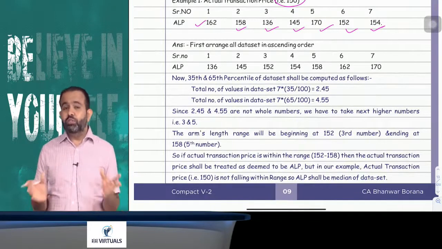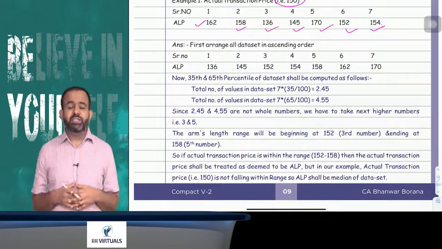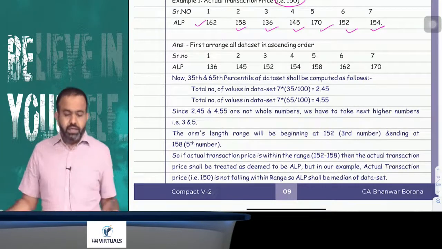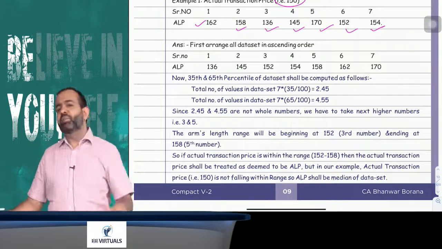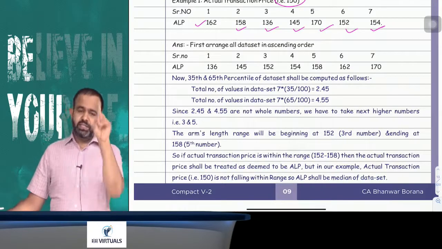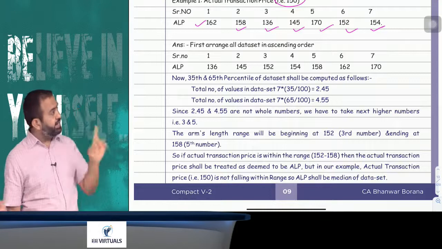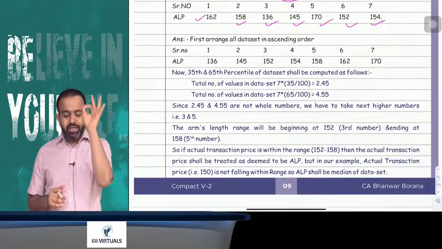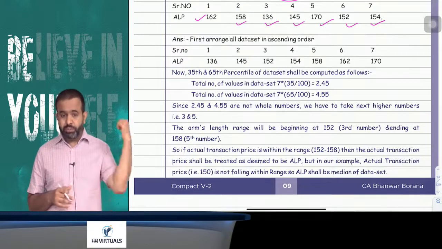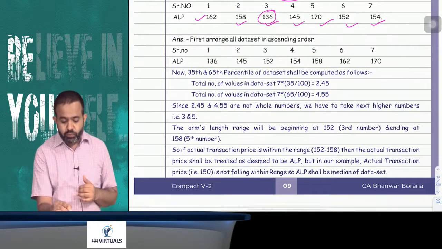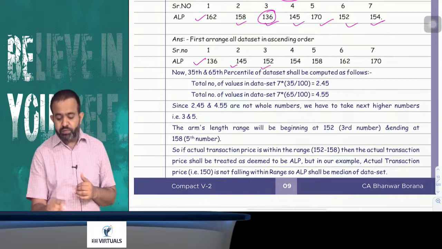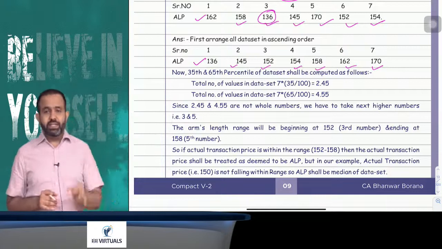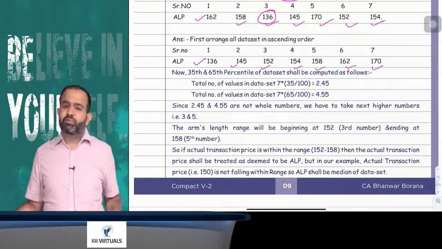Now what is the range concept? How will we calculate the arm's length price? There are some steps. The first step is to arrange these arm's length prices in ascending order. That is your first work. So now I am arranging these prices in ascending order. The smallest number is 136. So first is 136, 145, 152, 154, 158, 162 and 170. That is the ascending order, that is your first step.